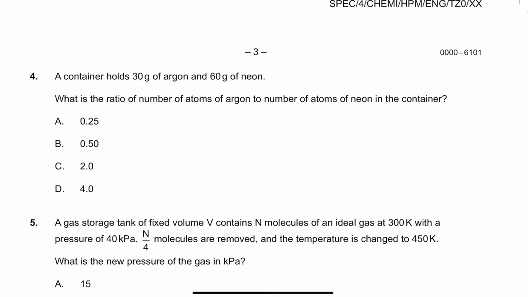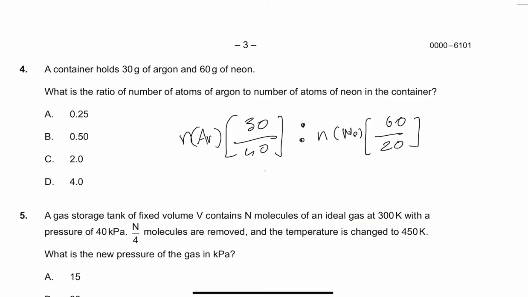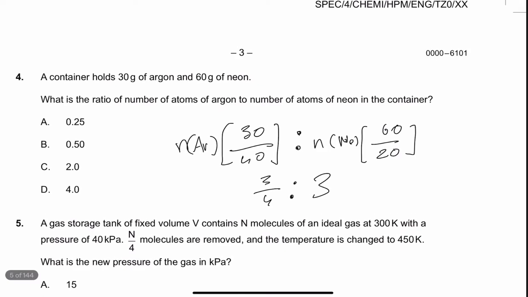Okay. So now that we have our molar masses, we can just instantly start our calculations. So we know that it's 30 grams of argon over our molar mass of 40, and this is the moles of argon. And then our moles of neon is going to be 60 over 20, okay? And that gives us a ratio of 3 over 4 to 3, sorry. 3 over 4 to 3.